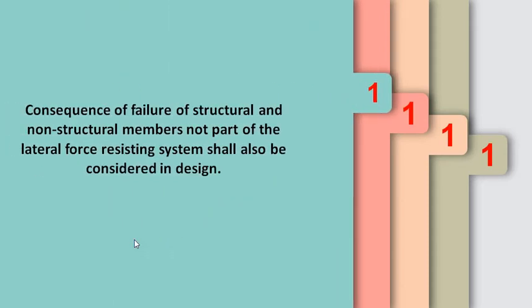Then, consequence of failure of structural and non-structural members not part of the lateral force resisting systems shall also be considered in the design. One thing is important here: all RC frames, RC walls and their elements in a structure need not be designed to resist lateral loads, and the designer can judiciously identify the lateral load resisting system based on relative stiffness and location in the building and design those members for full lateral force.